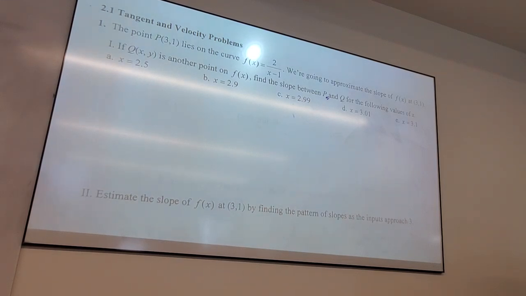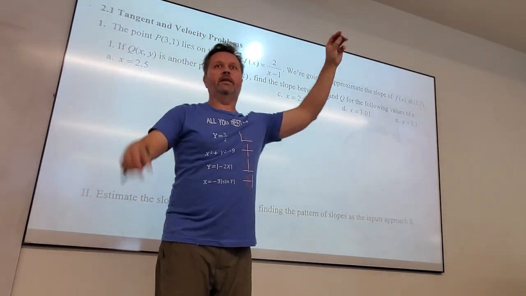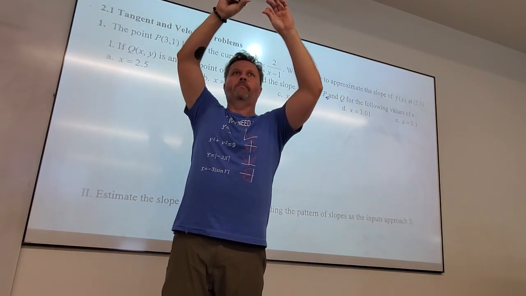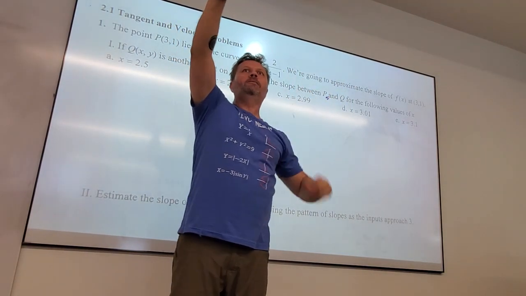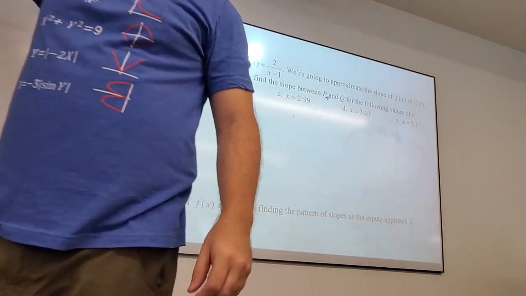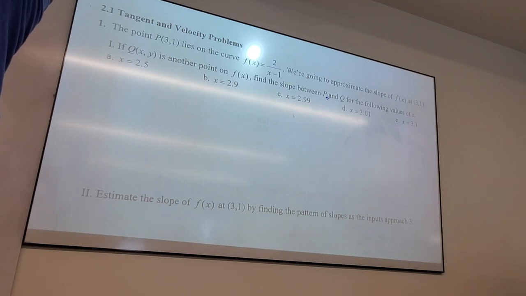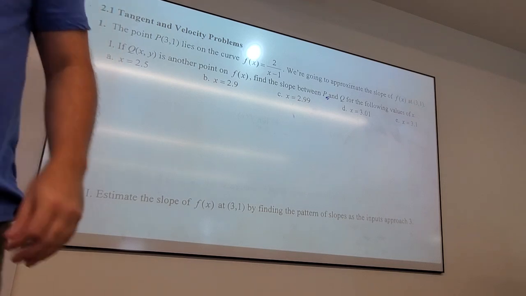So what does it look like I'm doing there? What are my inputs doing across that whole first part of the problem? Getting closer to 3. I'm letting my points get closer to 3 from both sides. Okay. So 1 point is 3, 1. Are you guys all with me? That is definitely one of our points, 3, 1. The other point we're going to use is going to be the point we get from an input of 2.5. So let's do the first one together.